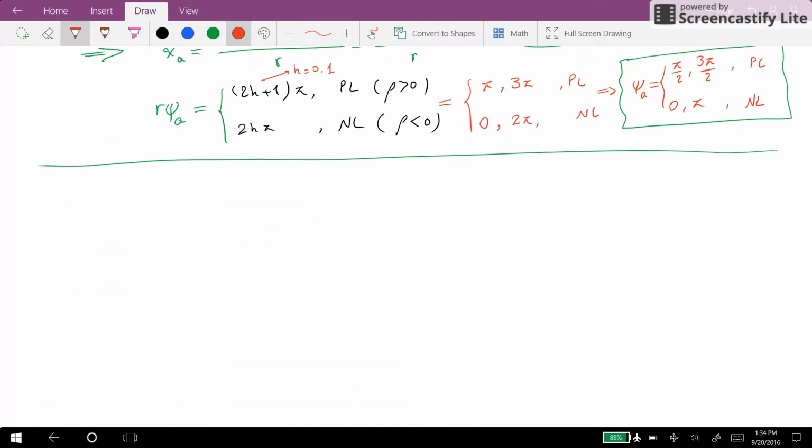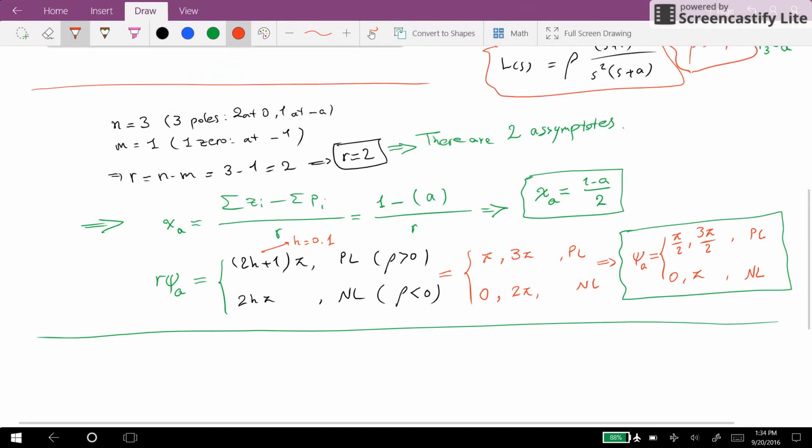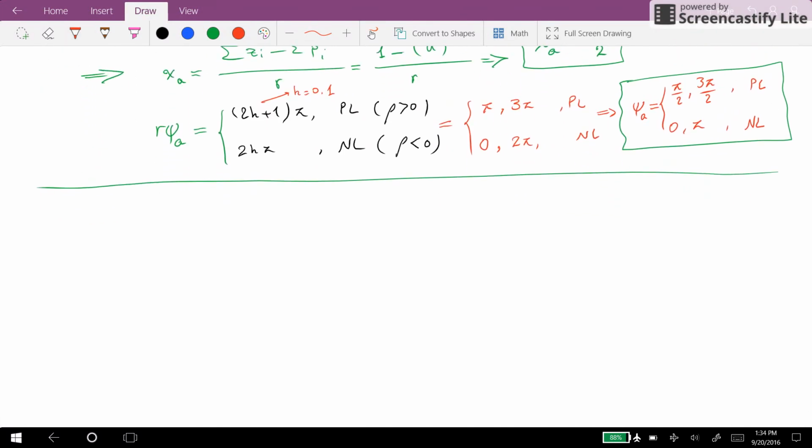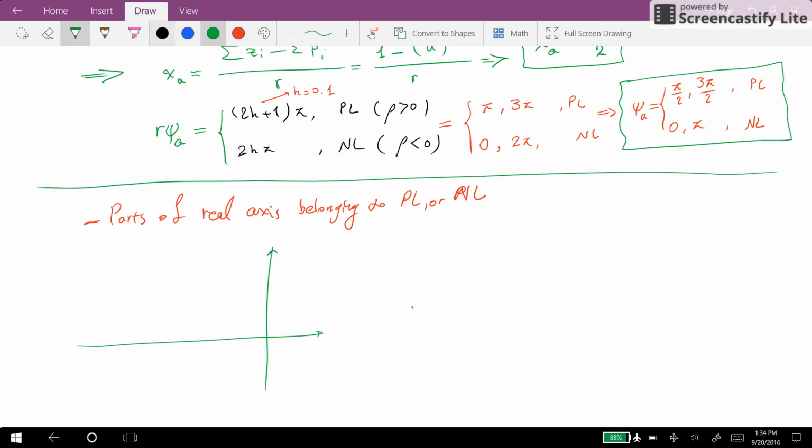All right, so we are done with the asymptotes. And now we can think about the parts of the real axis which belong to the root locus. So these are parts or sections of the real axis belonging to PL or NL, positive locus or negative locus. This is what we have in general, with two poles at the origin, one zero at -1, and one pole at -a.